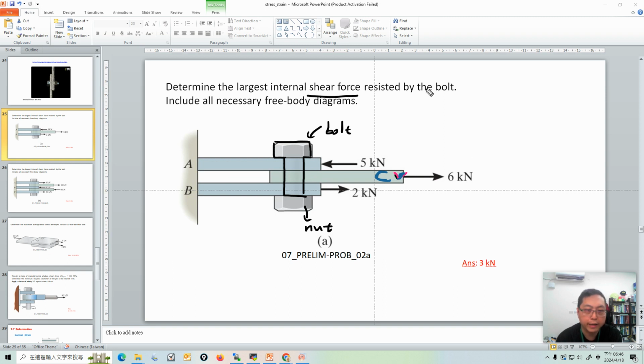Another thing I have to address is that shear force happens on the shear plane. In this case, the shear plane is here. Shear force happens on the shear plane. This is called the shear plane.